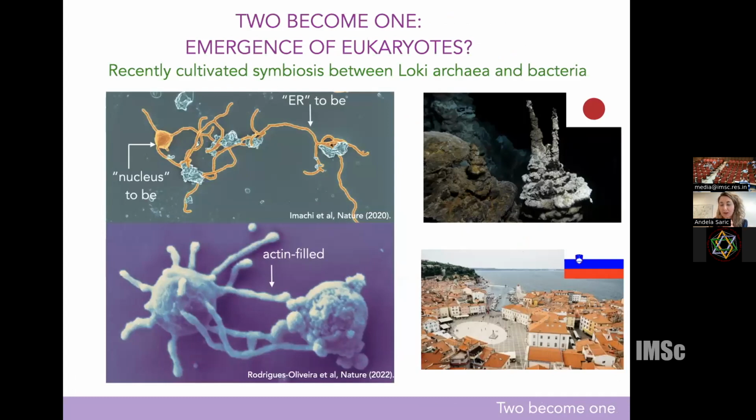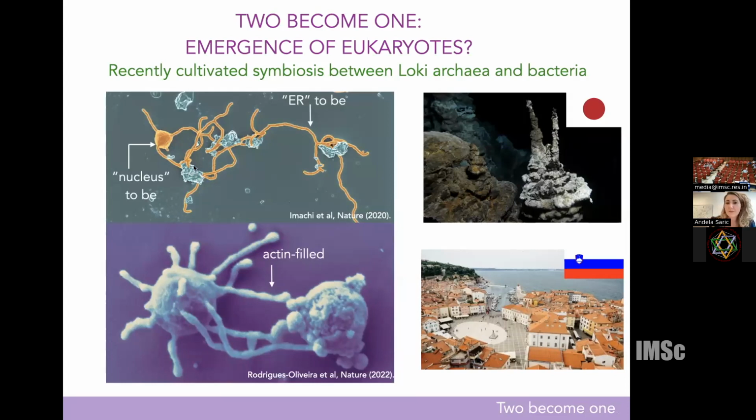And it used to be kind of a theory, but in very recent years, this field of evolutionary cell biology experienced a boom, where two groups, a Japanese group and a Viennese group using a sample from Slovenia, managed to grow a symbiosis of these archaea that have eukaryotic specific proteins, so this kind of evolutionarily younger archaea, and bacteria.